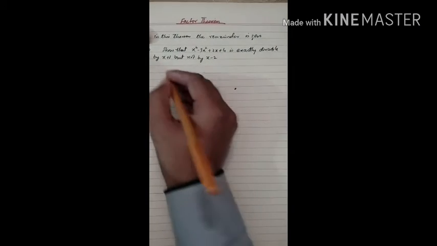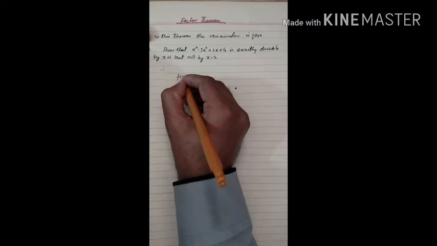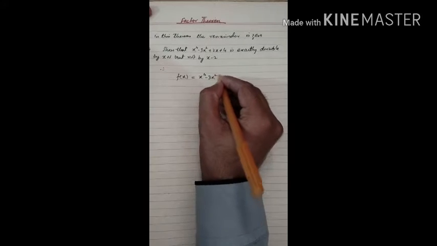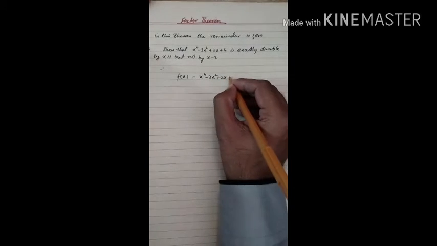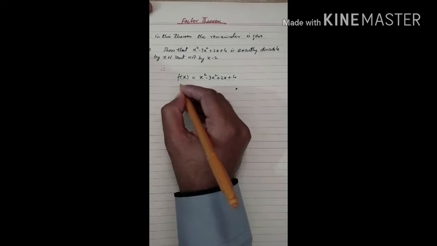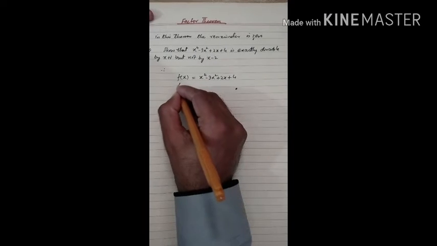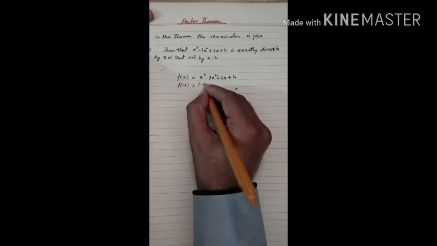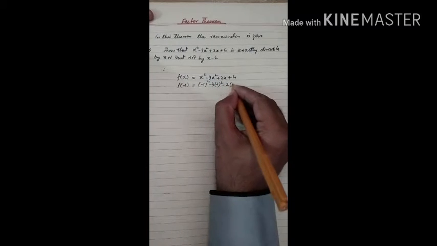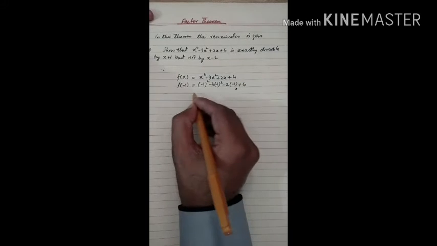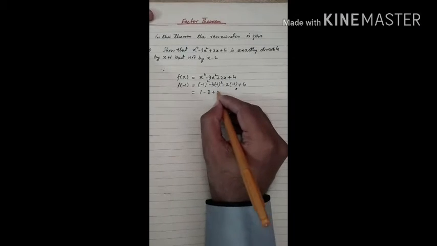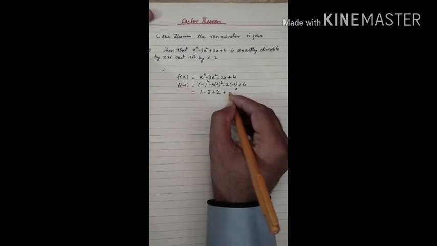So for this we must have a function, f(x) is equal to x power 4 minus 3x square plus 2x plus 4. So we need to put the value of x, which is minus 1, in this function. So it will be minus 1 power 4 minus 3 into minus 1 power 2 plus 2 into minus 1, so it will be 1 minus 3 minus 2 plus 4.